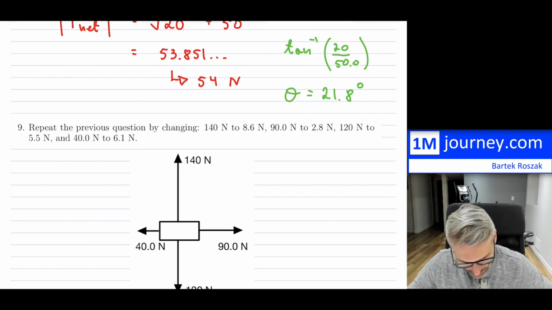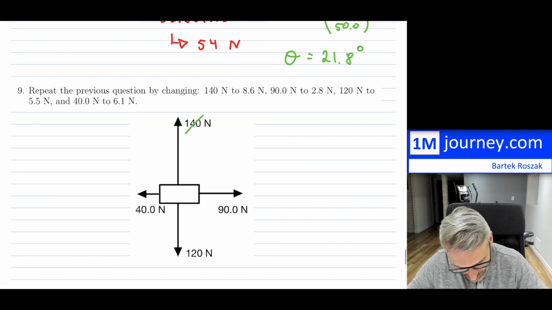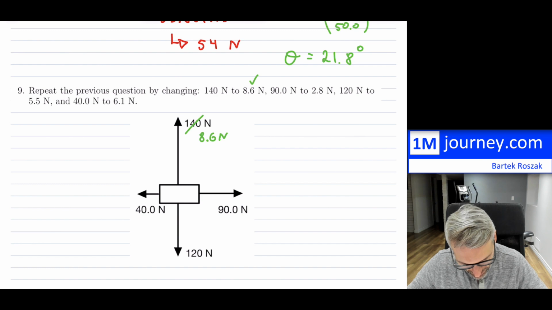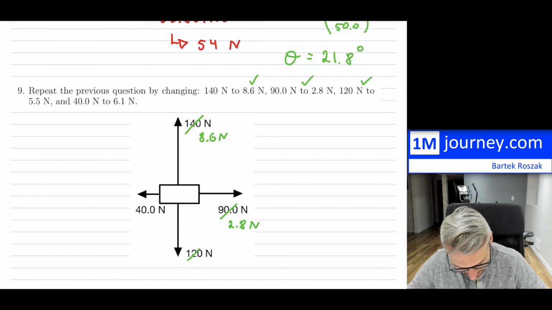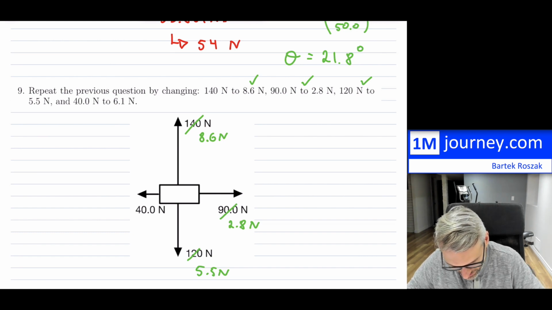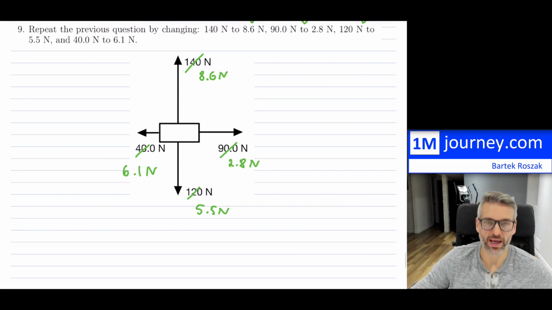So we have 140, no longer 140, this is 8.6 newtons. That's the first one. The 90 is now 2.8 newtons. That's the second one. The 120 is 5.5, so this is 5.5 newtons. And then the 40 is 6.1 newtons. And now you're playing the same game.